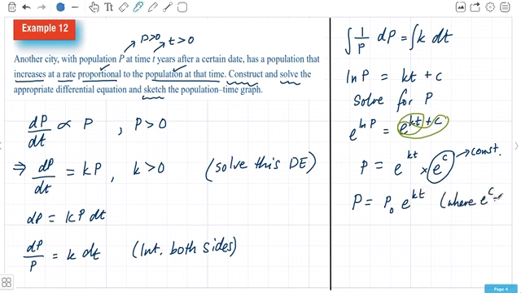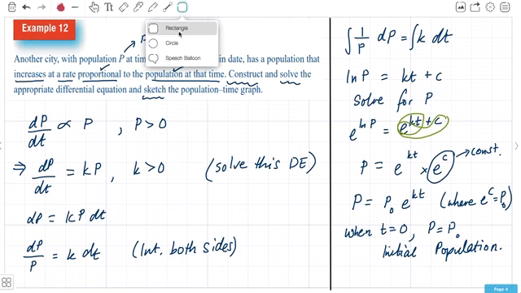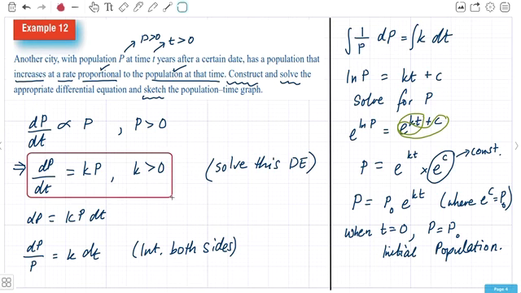So e to the c equals P naught, and it's called P naught, it's our initial P, because when t equals 0, P equals P naught, which is a constant. So that's our initial population, P naught. Alright, so our differential equation, let's go through what we needed to show, and I'll put a little box around them. So construct an appropriate differential equation, that's the differential equation constructed. Solve it, so we've done that here.